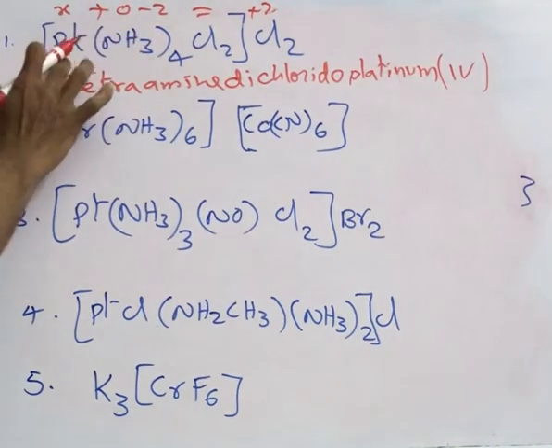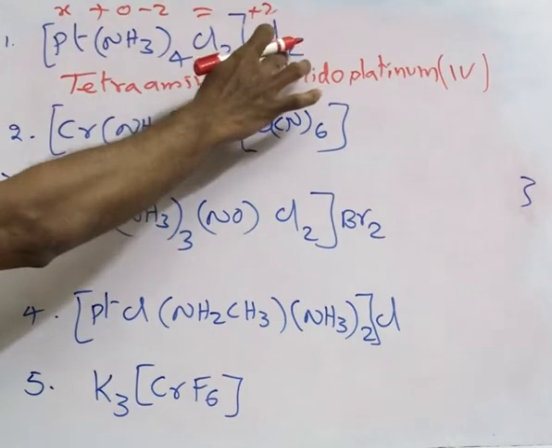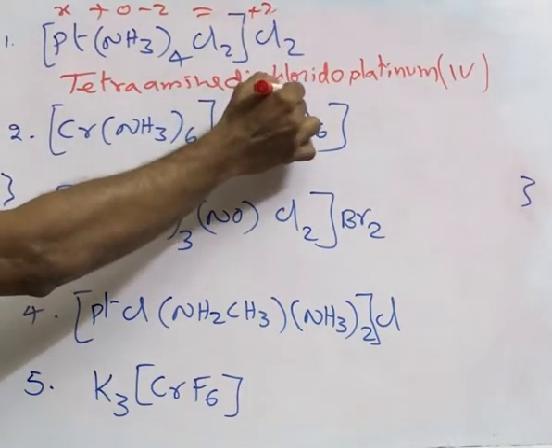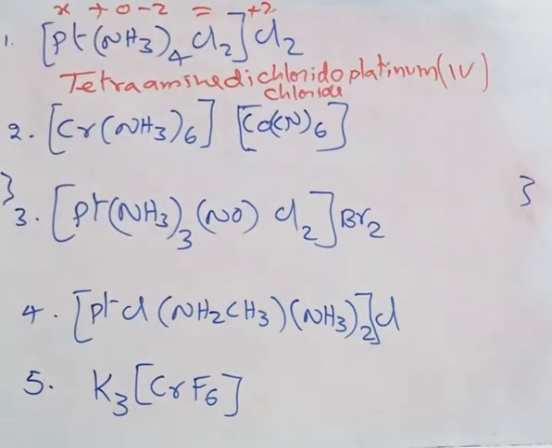So tetraamine, dichlorido, platinum 4, and the last one is chloride, so you write chloride. So this is the name for this particular coordination compound: tetraamine, dichlorido, platinum 4, chloride. Okay, next. Understood? I hope you are following. We will see the next one.